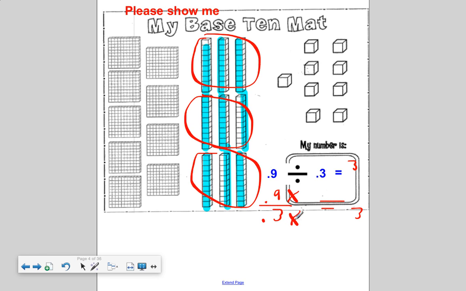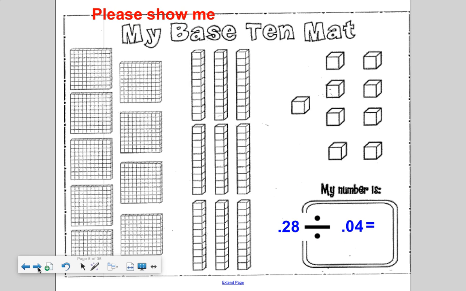What place value is this in? In the tenths. So 3 tenths times 10 is 3 wholes. 9 tenths times 10 is 9 wholes. What is 9 divided by 3? 3 is the answer. Let's look at another example.